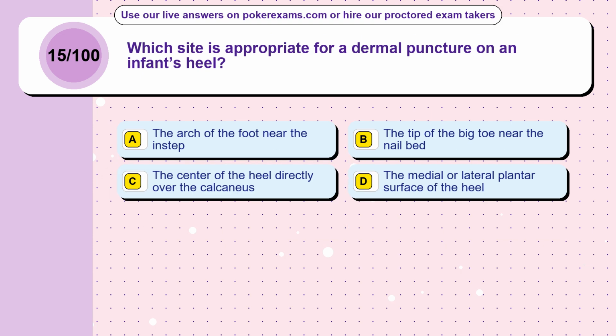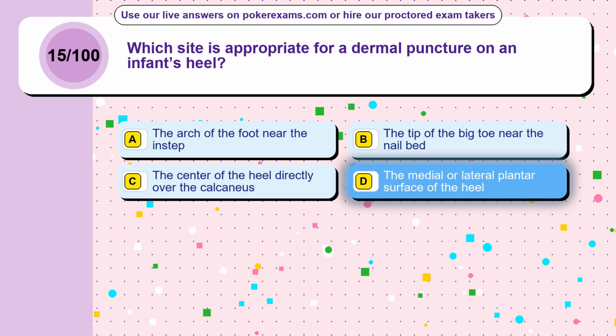Question 15. Which site is appropriate for a dermal puncture on an infant's heel? Option A. The arch of the foot near the instep. Option B. The tip of the big toe near the nail bed. Option C. The center of the heel directly over the calcaneus. Option D. The medial or lateral plantar surface of the heel.